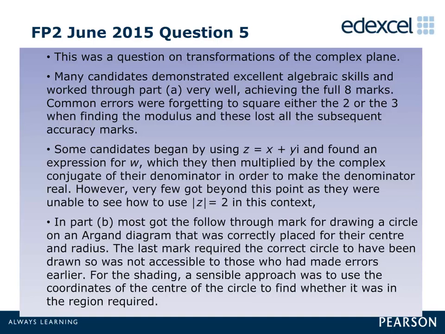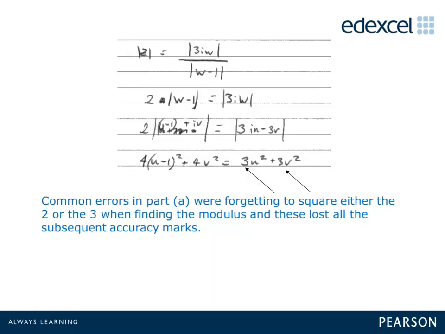The last mark required the correct circle to have been drawn, so was not accessible to those who had made errors earlier. For the shading, a sensible approach was to use the coordinates of the centre of the circle to find whether it was in the region required. Common errors in Part A were forgetting to square either the 2 or the 3 when finding the modulus, and these lost all the subsequent accuracy marks.